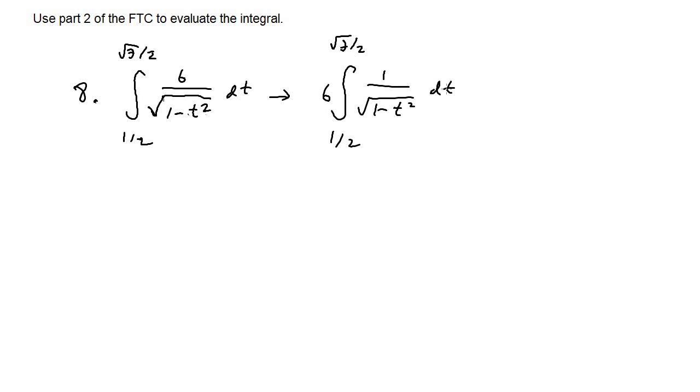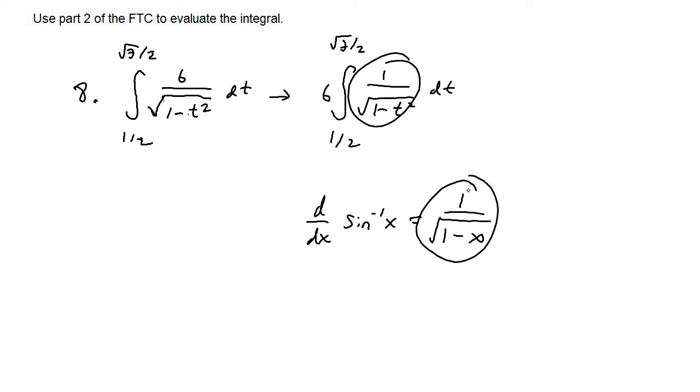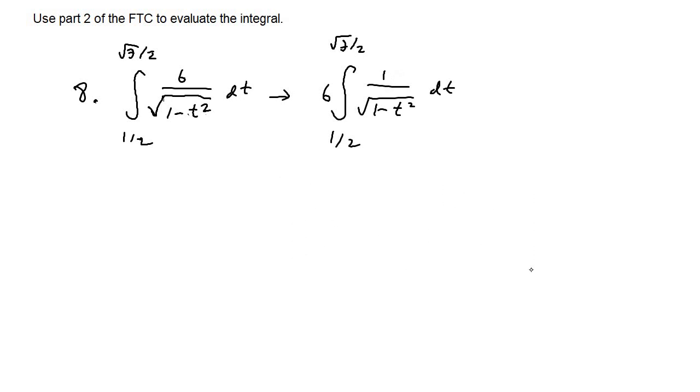Now this can be tricky, but remember that the derivative of inverse sine or arc sine of x is going to be equal to 1 over the square root of 1 minus x squared. This is in similar form, except that we have t instead of x. So the integral of 1 over the square root of 1 minus t squared is going to be equal to arc sine or inverse sine of t. So I'll write it as inverse sine of t. We do have 6 outside as a constant, so I'll multiply by 6. And then we can go ahead and evaluate from 1/2 to the square root of 3 over 2.